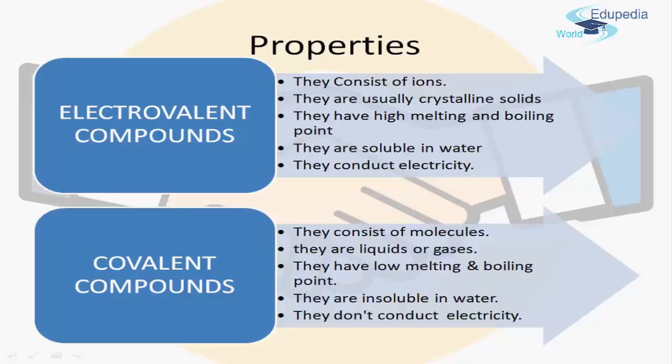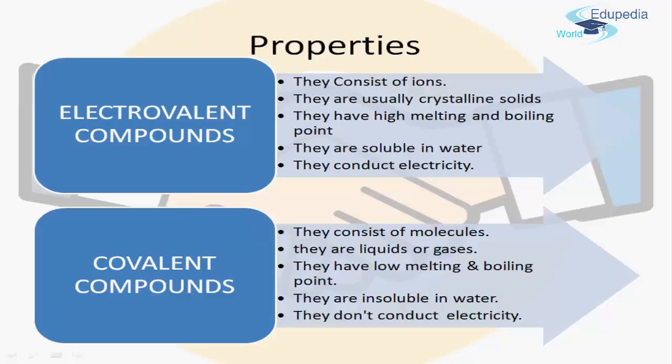Second, electrovalent compounds or ionic compounds are usually crystalline solids, because their oppositely charged ions attract one another strongly and form a regular crystal structure. The crystal structure of ionic compounds is hard and brittle. Third, electrovalent compounds have a high melting point and high boiling point.